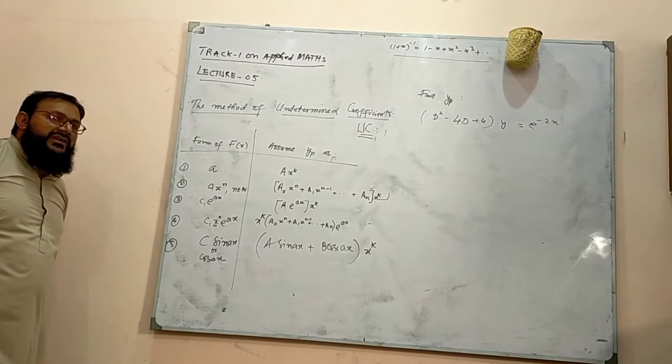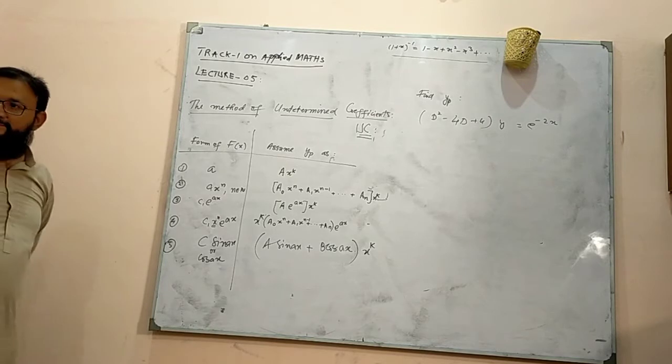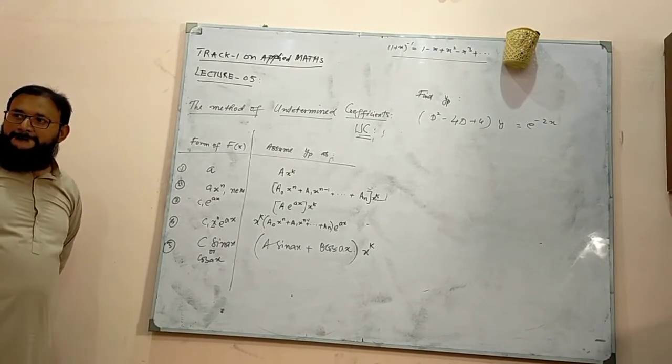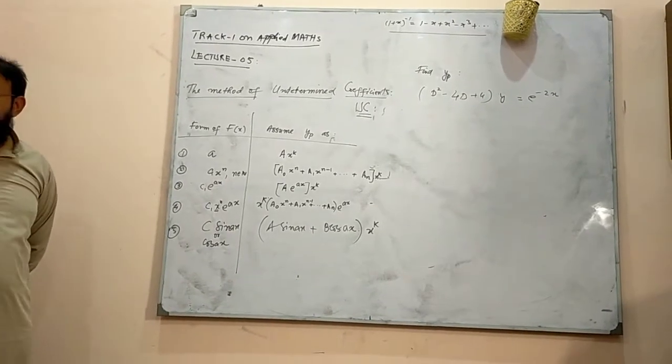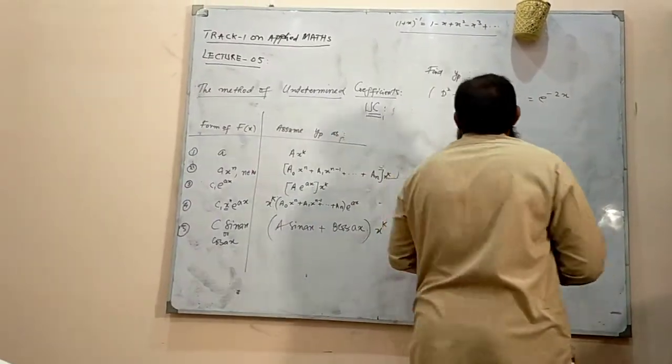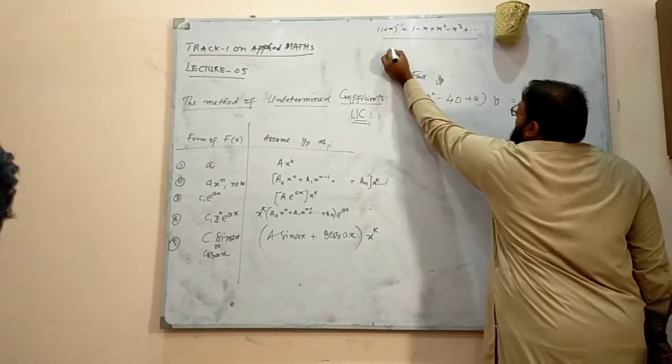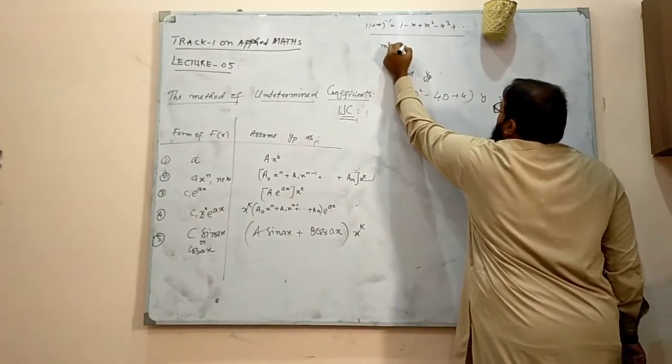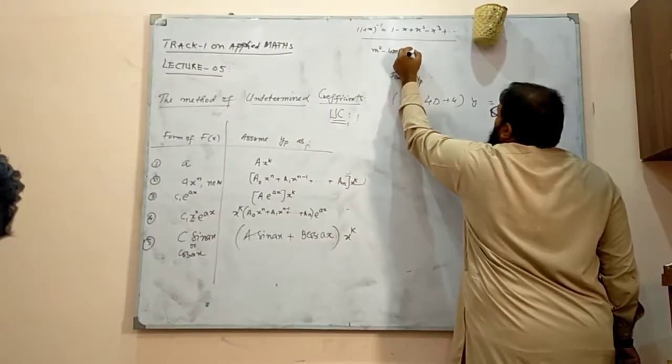Can you tell me what is yc? yc must be a e power minus 2x. No, I'm not talking about yp. yc means solve the homogeneous part. It means solve this equation: m square minus 4m plus 4 equals 0, so m is 2, 2.